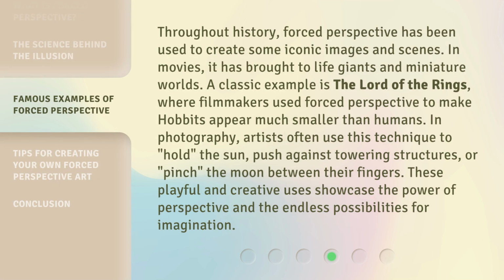Throughout history, forced perspective has been used to create some iconic images and scenes. In movies, it has brought to life giants and miniature worlds. A classic example is The Lord of the Rings, where filmmakers used forced perspective to make hobbits appear much smaller than humans. In photography, artists often use this technique to hold the sun, push against towering structures, or pinch the moon between their fingers. These playful and creative uses showcase the power of perspective and the endless possibilities for imagination.